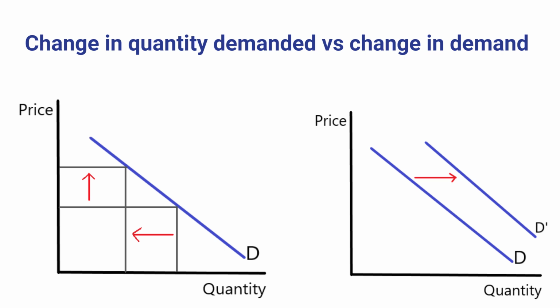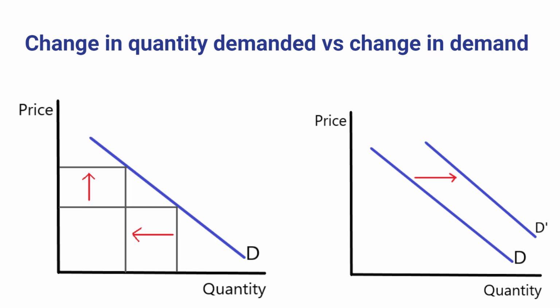In the diagram that's now on the right, we see the demand curve has shifted to the right. That would be an example of an increase in demand because at any given price now, people buy more of the good. So a change in price involves a movement along a curve and affects only the quantity demanded. A change in demand occurs if the whole curve shifts.